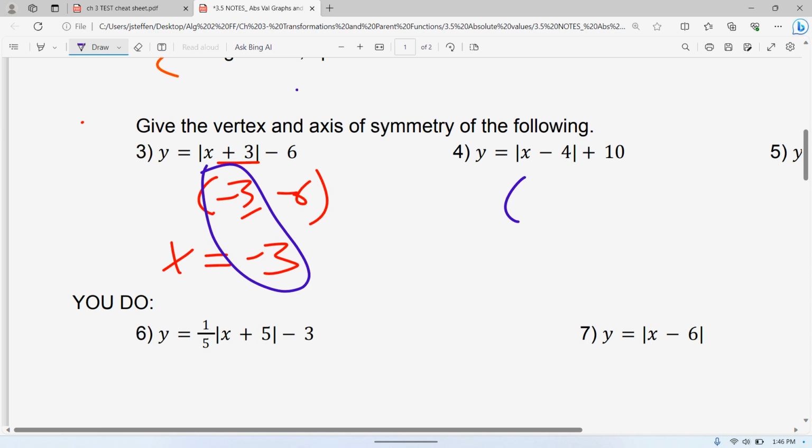Next one, the vertex is +4, +10. Again, it's the opposite of what's inside. The outside is the same. And again, it makes sense because the outside goes up and down normal. So I have x is equal to +4.